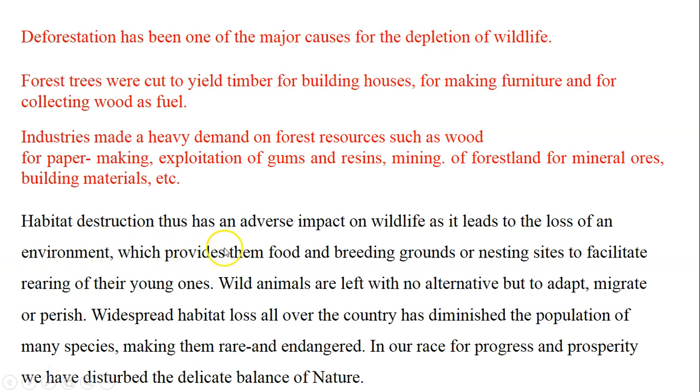Habitat destruction thus has an adverse impact on wildlife, as it leads to the loss of an environment which provides them food and breeding grounds or nesting sites to facilitate rearing of their young ones. Wild animals are left with no alternative but to adapt, migrate, or perish. Widespread habitat loss all over the country has diminished the population of many species, making them rare and endangered. In our race for progress and prosperity, we have disturbed the delicate balance of nature.